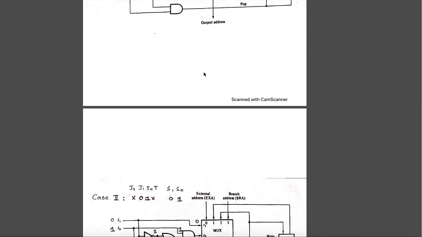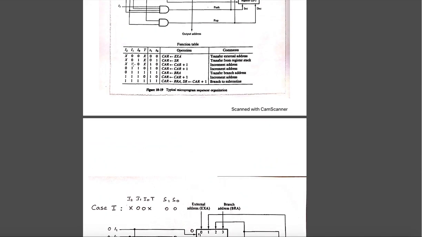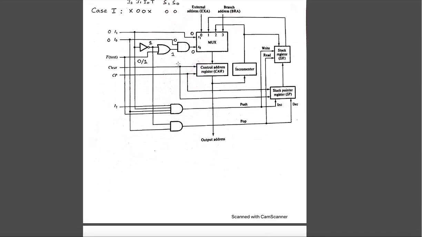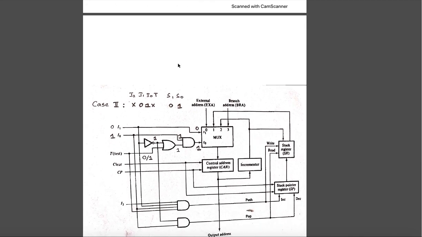Now let's go back and see the second case. When I1 is 0 and I0 is 1, and the other inputs are don't care conditions, the operation performed here is a transfer from the register stack. The CAR, the control address register, is being loaded with the value from the stack register. Let's see that condition, which is case 2.